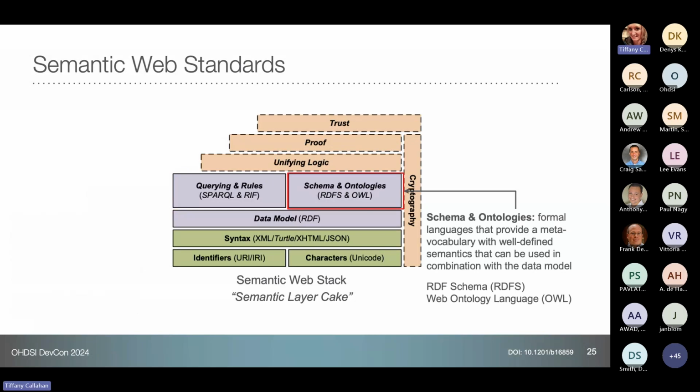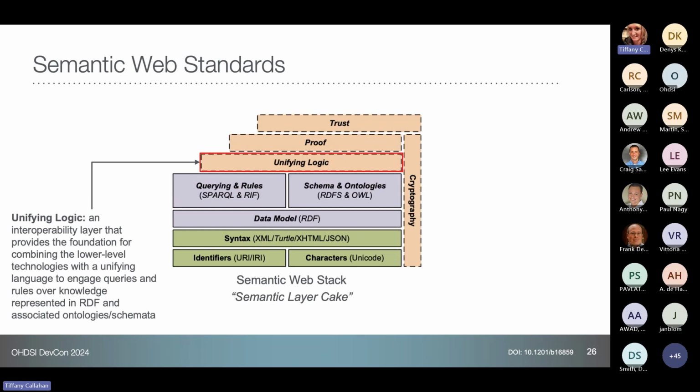Also built on the data model are what we're all very familiar with, schema and ontologies. These are formal languages that provide a meta vocabulary with really well-defined semantics that can be used and hopefully easily combined with the data model. Examples include RDFS, or RDF Schema, and the Web Ontology Language. And we'll jump a little bit deeper into these in a few slides.